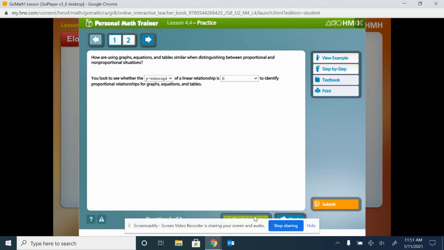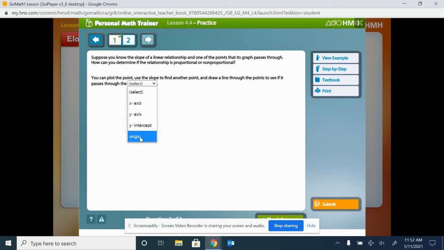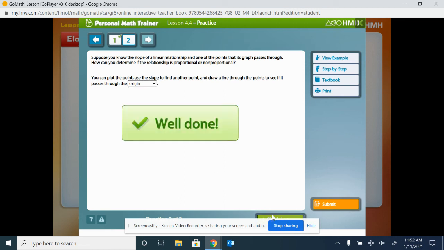Okay, check. Well done. The next one, suppose you know the slope of a linear relationship and one of the points that its graph passes through. How can you determine if the relationship is proportional or non-proportional? You can plot the point, use the slope to find the other point, and draw a line through the points to see if it passes through the origin. If it passes through the origin, which is (0, 0), then it's proportional. Okay? And well done, submitted.